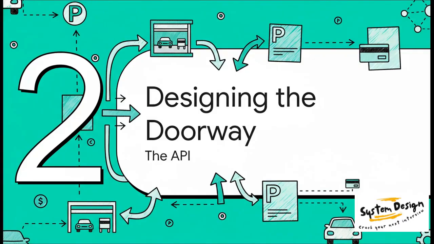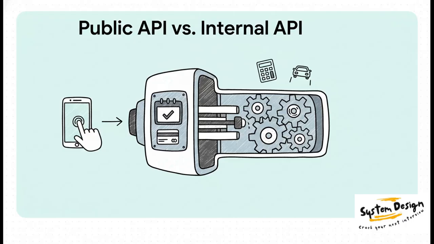Okay, requirements are locked in. Now we need to design the front door to our system. This is the API, the Application Programming Interface. It's basically the set of rules for how anyone or anything can talk to our system's brain. And we're not going to have just one door, we're going to have two.